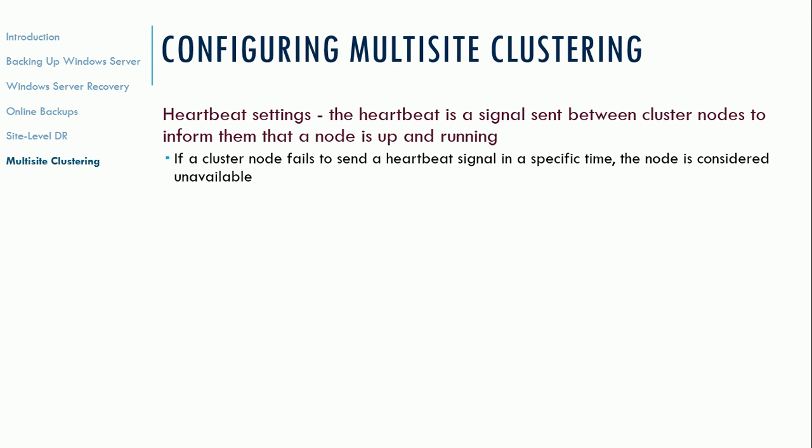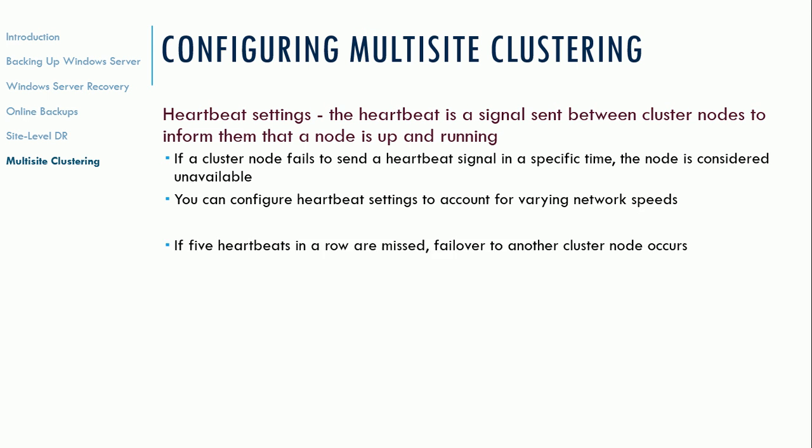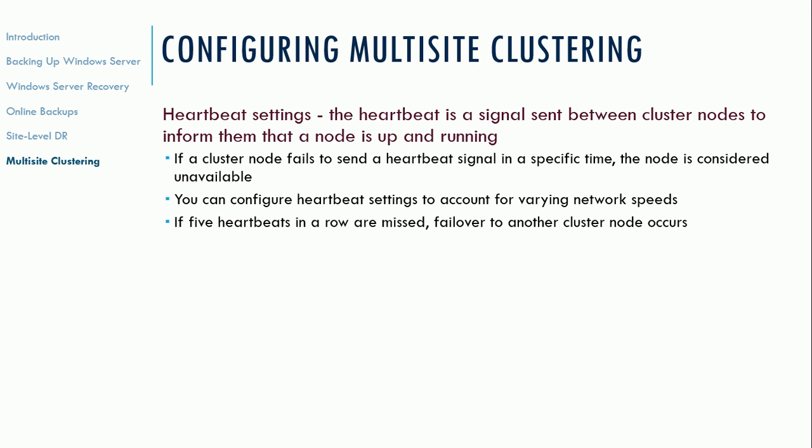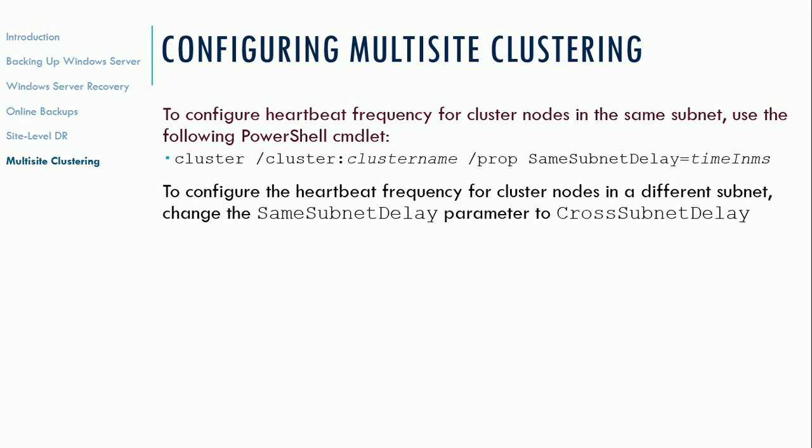If a cluster node fails to send the heartbeat signal in a specified time, the node is considered unavailable. You can configure the heartbeat settings to account for varying network speeds. You don't want something to assume that everything is down when it's really just because there's a little bit of latency. So if 5 heartbeats in a row are missed, then failover to another cluster node occurs, based on the time that you set.